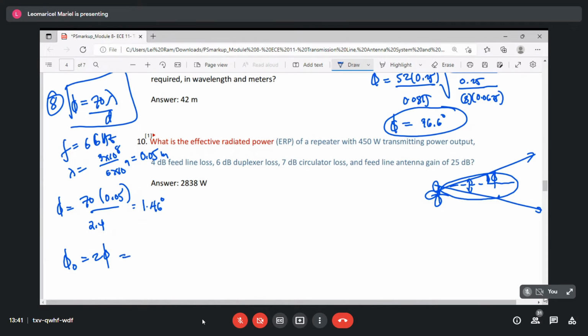So the answer will be twice 1.46 degrees. How many is the beam width between two nulls? 2.92 degrees. So that is the correct answer. So look carefully whether the question asks for beam width, or beam width between two nulls, or between nulls.